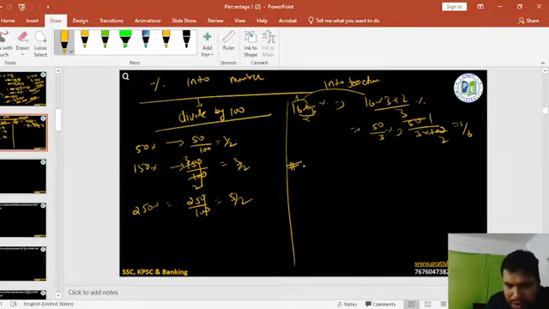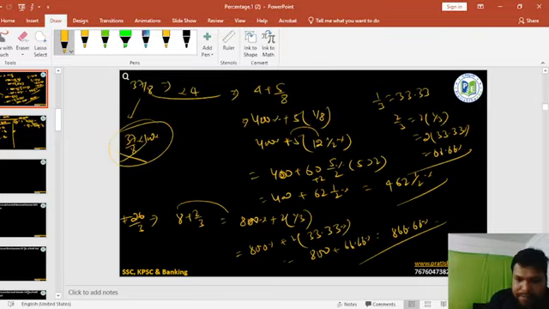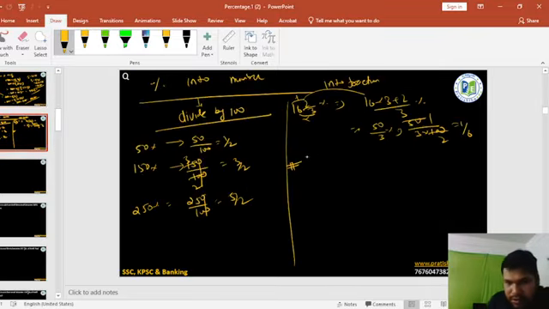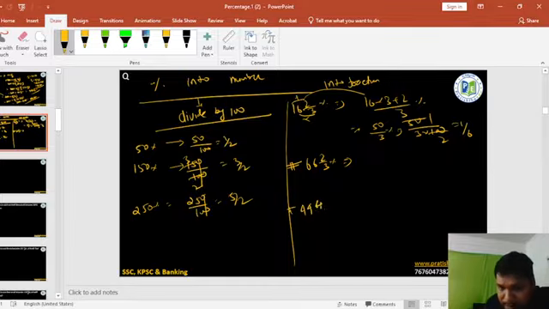If I am saying here, everyone, 66 2 by 3% is how much? Or else if I am saying 44 4 by 9% is how much? In terms of number or fraction. See how to do that. Look here everyone carefully.